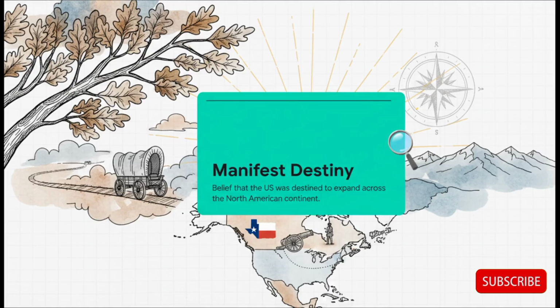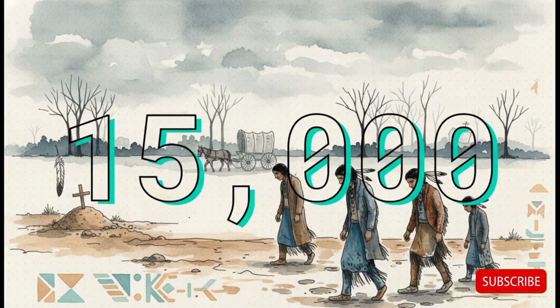It justified pioneers trekking the grueling Oregon Trail, drove the annexation of Texas, and fueled the Mexican-American War, which ended up adding over 1 million square miles to the U.S. map. But manifest destiny came at a devastating cost.